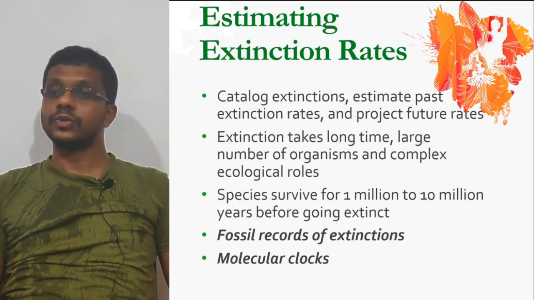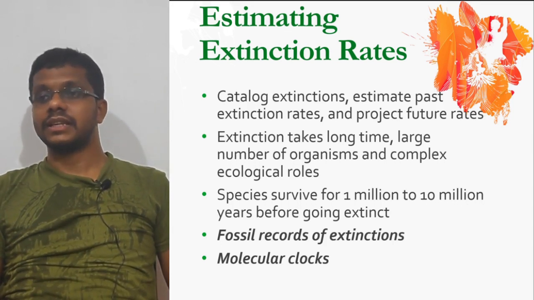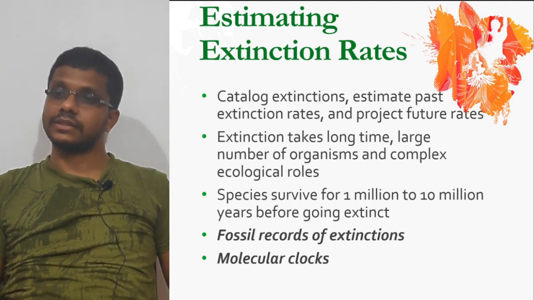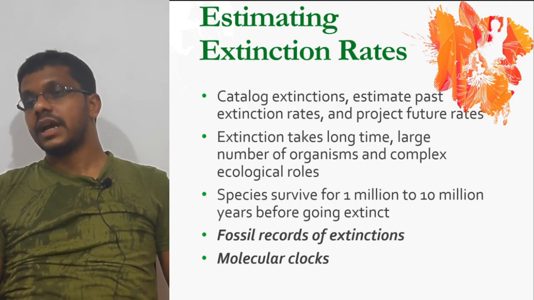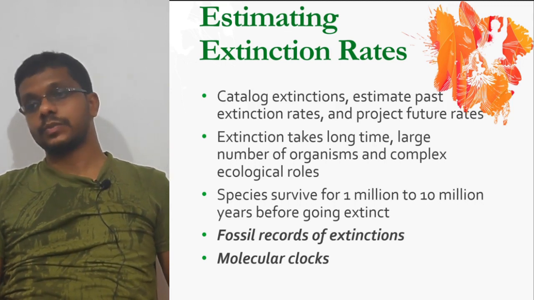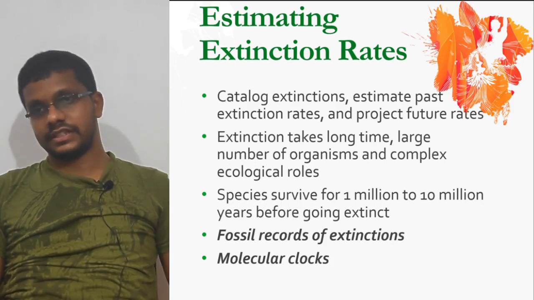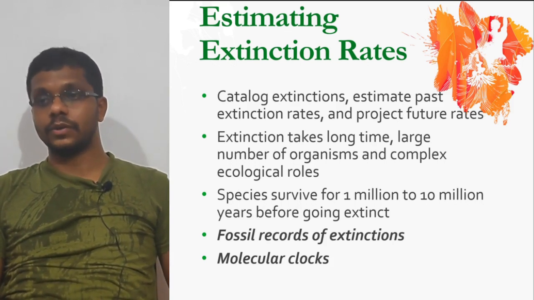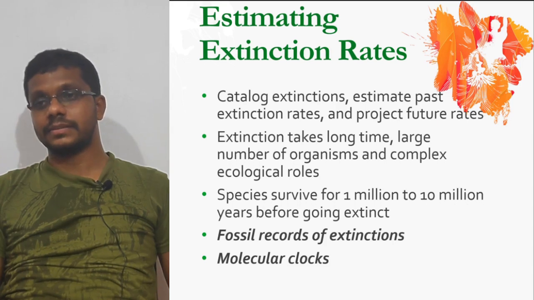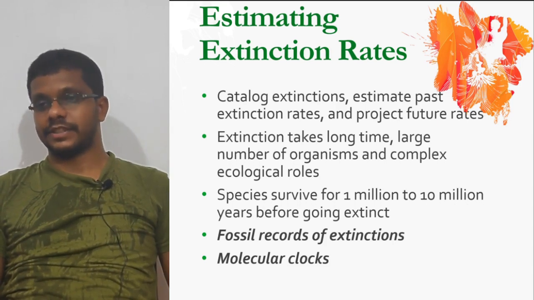Scientists also estimate the past rate of extinction based on the fossil records and everything, how organisms went extinct in history. Based on the current and the past extinction rate, they are able to project the future extinction rates. So this is the estimation of extinction rates, including the cataloging, past and future extinction rate estimation.